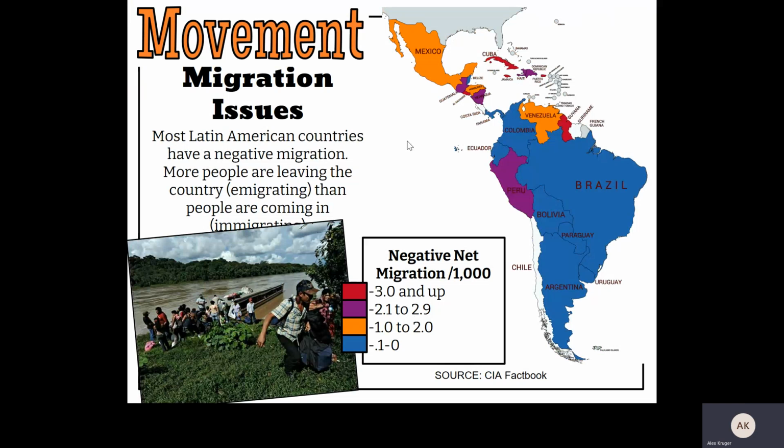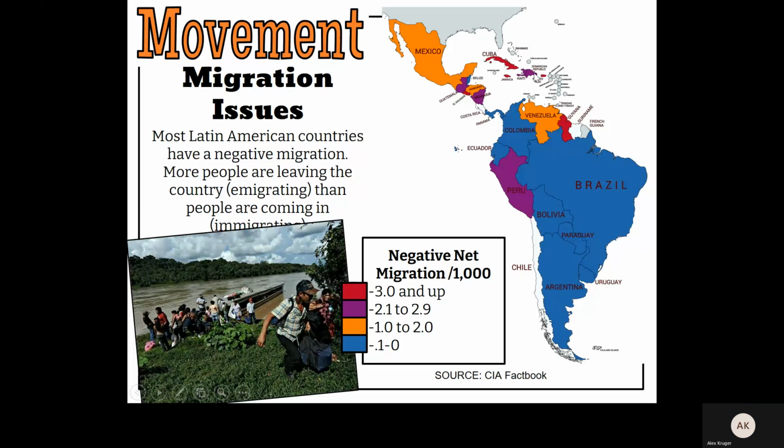Movement. So this is migration issues within Latin America. Most Latin countries have negative migration. So that means more people are leaving than are coming in. This little map here is how many people are leaving per 1,000 people. So the red countries, 3 people in every 1,000 are leaving. So Cuba is experiencing a lot of people leaving.